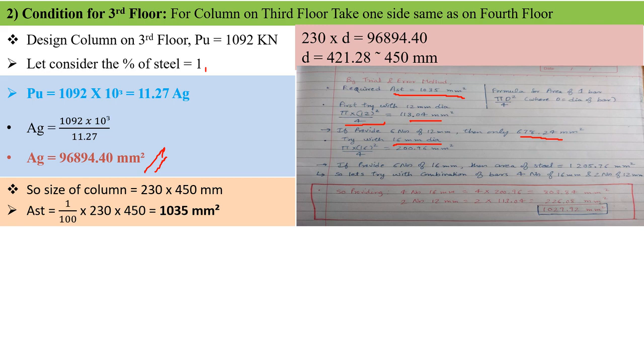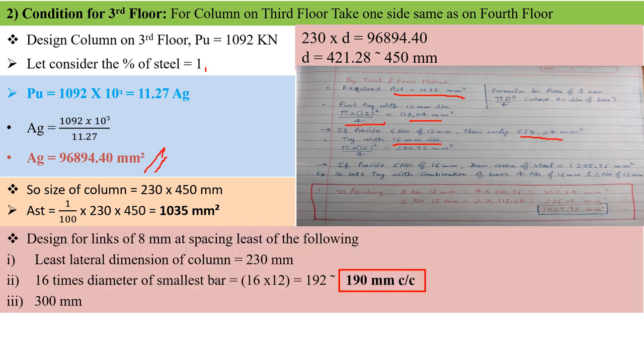But let me try with a combination of two different dia of the bars. So let me try with the 12 mm and 16 mm combination. What I will do, I will try with 4 numbers of 16 mm and 2 numbers of 12 mm. When I do the configuration, I am getting a complete 1029.92 mm square. That is almost equivalent to my requirement. So I am going to use 4 numbers of 16 mm and 2 numbers of 12 mm bar.